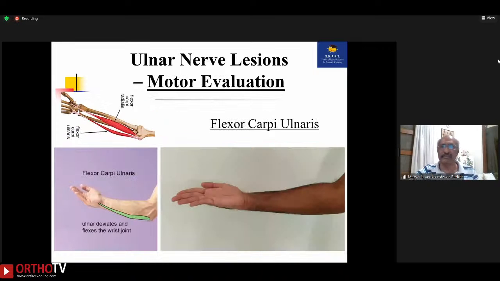Now, the first and easiest muscle, if they ask you to examine, is your flexor carpi ulnaris. What we need to understand is that flexor carpi ulnaris ulnar deviates the wrist and then flexes the wrist. So, if you want to examine the flexor carpi ulnaris, the correct way is you ask the patient to ulnar deviate the wrist and flex it.